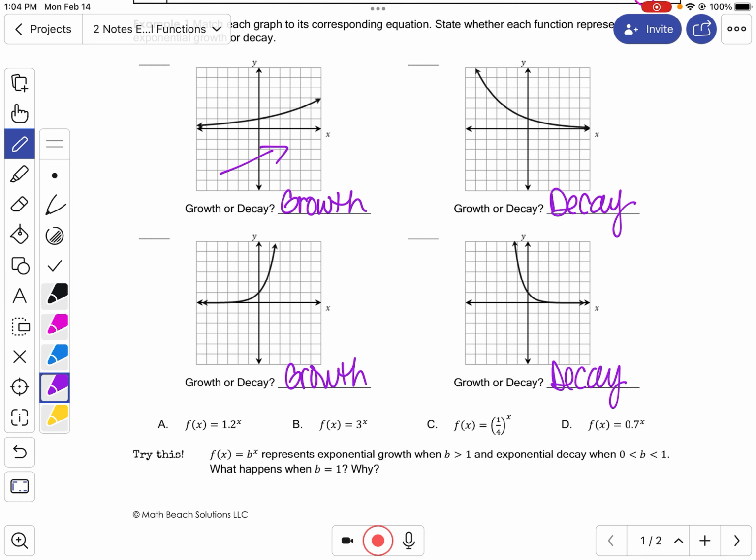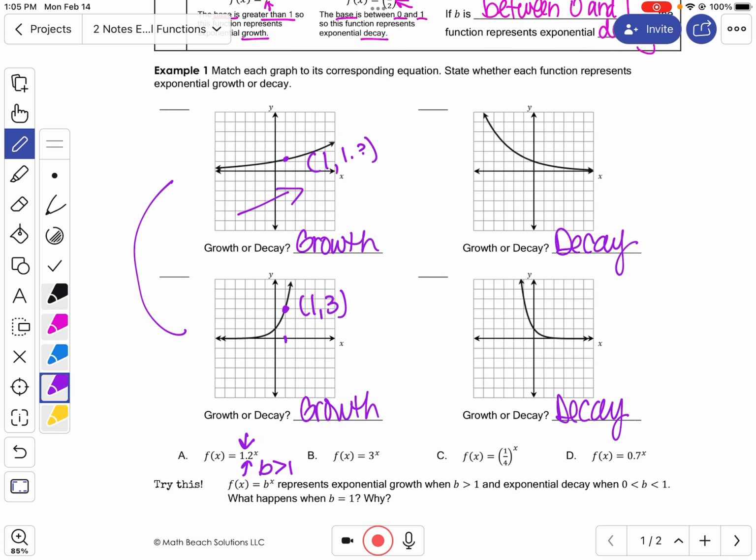Now we're going to look at our equations. Notice my base here is greater than 1, which means it's going to be a growth. I'm looking at these two choices here. Remember I said when x is 1, look at what your y value would be. This would be (1, 3). This would be 1 and then a little past 1, so 1 point something. Notice my base here is 1.2, so that would represent that first graph. The second one is also a growth, since it's greater than 1. Notice it's a 3, so when x is 1, y is 3, which would be this graph here.